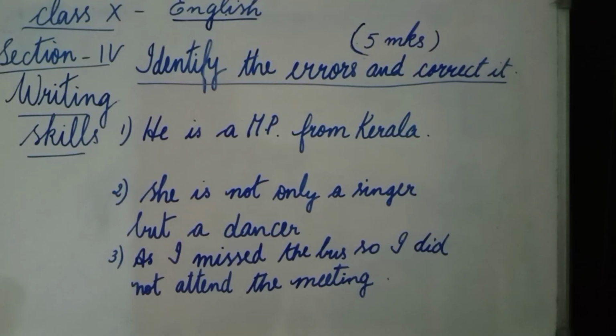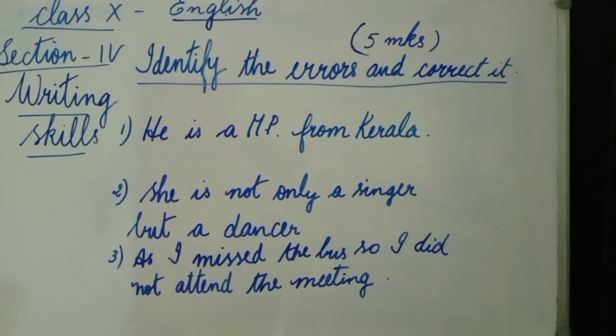It is an MP that has to be written over there, because M is a vowel sound. That is, when we pronounce M, it has got the sound of a vowel. So then here we will be using an MP. He is an MP from Kerala. In the next sentence, so here in the first sentence we know that the error was in the articles. Okay, then the next sentence that we have got is she is not only a singer but a dancer.